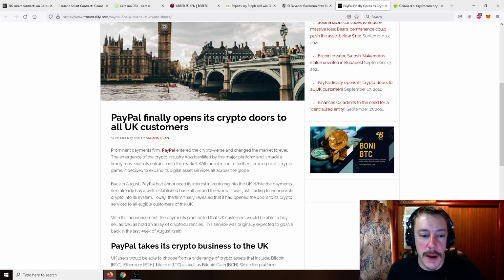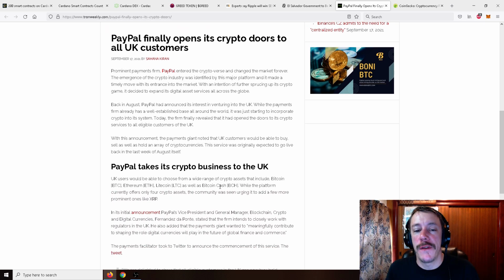Enter the cryptoverse and change the market forever. The emergence of the crypto industry was identified by this major platform, and it made a timely move with its entrance into the market. Timely? They were a little late on it, but fair enough. With an intention of further sprucing up its crypto game, it decided to expand its digital assets around the globe. Back in August, PayPal had announced it's venturing into the UK. While the payments firm already had a well-established base all around the world, it was just starting to incorporate crypto into the system. And today, the firm finally revealed that it had opened its doors to crypto services to all eligible customers of the UK. With this announcement, the payments giant noted that UK customers would be able to buy, sell, as well as hold an array of crypto. The service was originally expected to go live in the last week of August itself. So a little late.